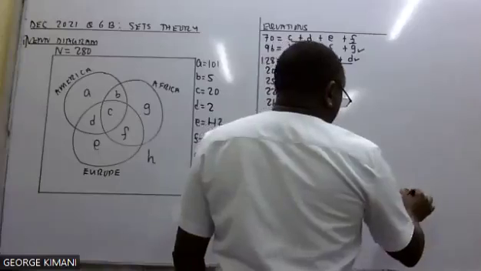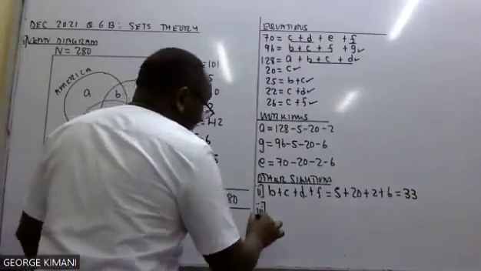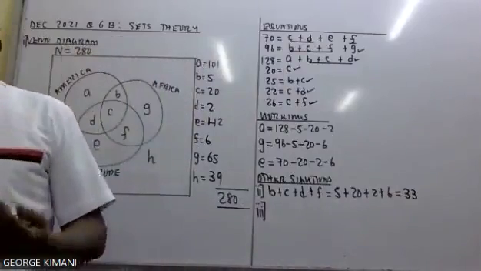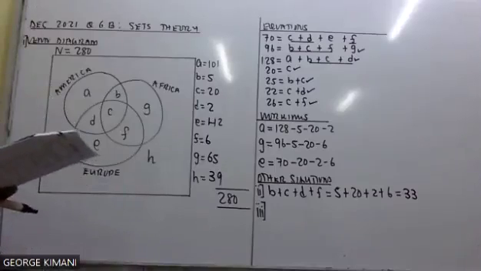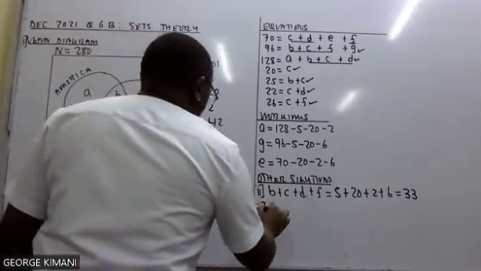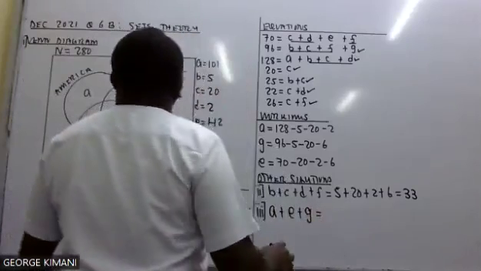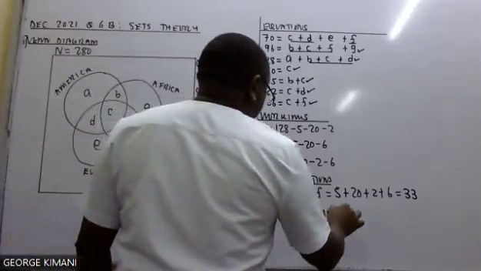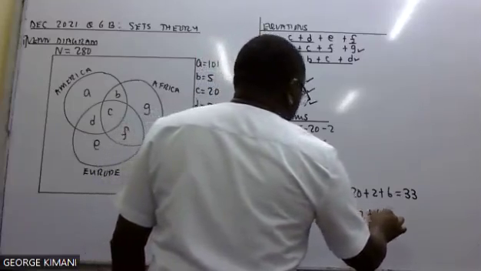We have that. Roman 3 now is the number of delegates who represented only 1 continent. So those who represented only 1 are A, E, G. So A is 101, E is 42, and G is 65.